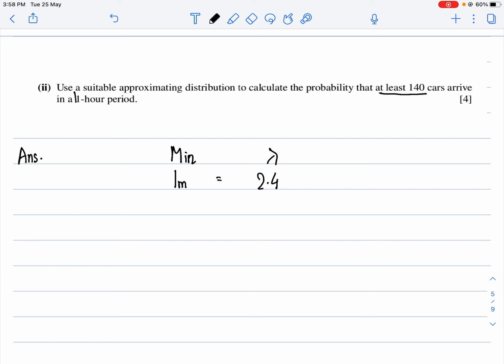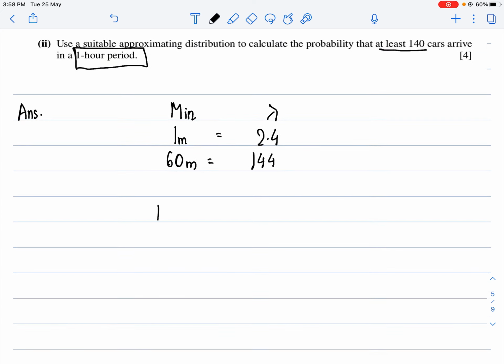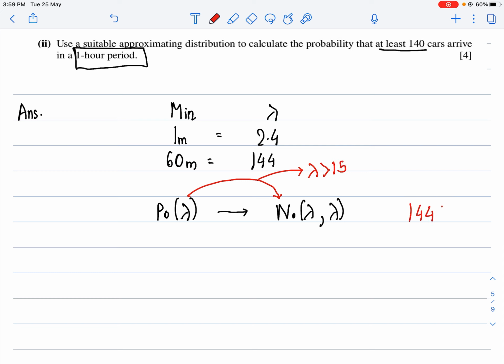Now 1 hour consists of 60 minutes, so I can simply do 60 into 2.4, which gives me 144. If you remember your conditions, Poisson can be converted to normal, which will look like N(lambda, lambda), because in a normal distribution it's always mean, comma, variance. The main condition here is that your lambda should be more than 15, and 144 is more than 15.